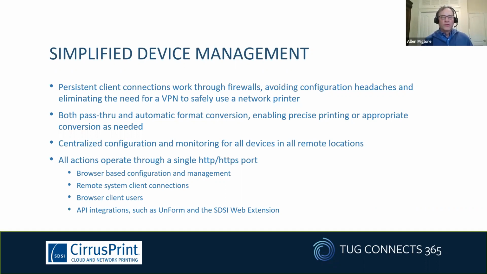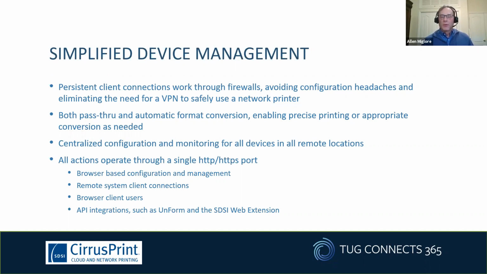Another thing that we do is support the different print formats, PCL5, PCL6, PostScript, and so forth. Those are understood by CirrusPrint, so that enables pass-through printing. But if we receive, say, a PDF file and we need to convert that to PCL5 to get out to a printer, we can do that automatically.